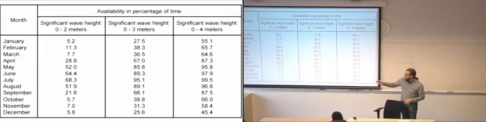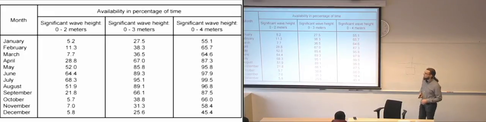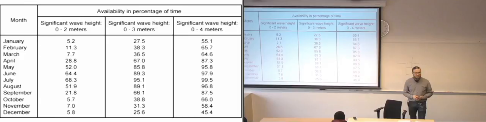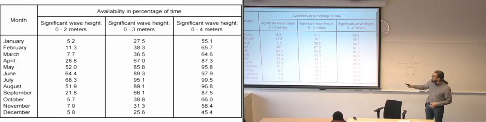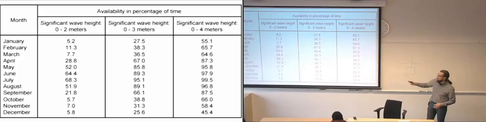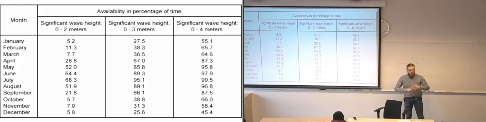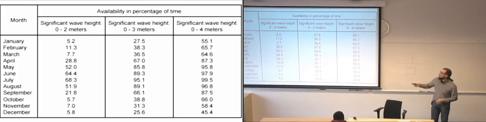And then we're getting back into the winter months, and we are getting pretty few days with these small waves, a couple of days each month where you have very small waves. If you go up to 4-meter significant wave height, then you can see in the summer months, June, July, August, we're almost at 100%. So if you have a heave compensation system that can handle 4-meter significant wave height.